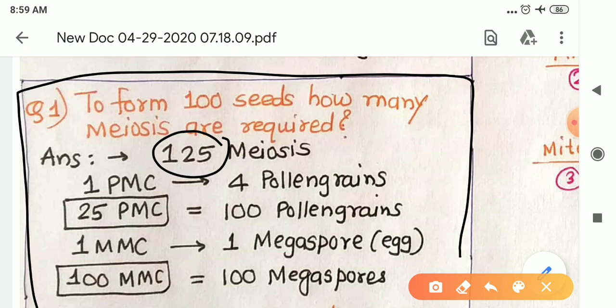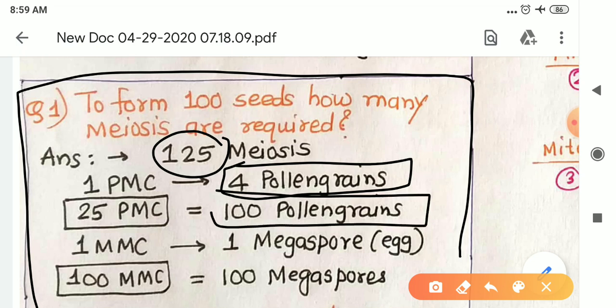As we learned just before, one pollen mother cell will give you 4 pollen grains, and all these 4 pollen grains will be functional. So that's why for 100 pollen grains you need 25 pollen mother cells. So 25 pollen mother cells will divide by meiosis and will give us 100 pollen grains. Now all these 100 pollen grains are viable and functional.